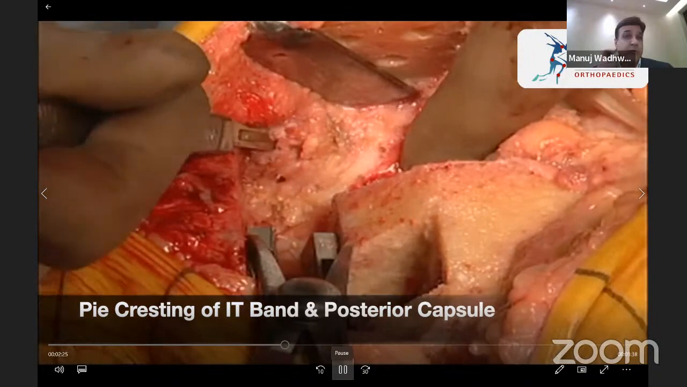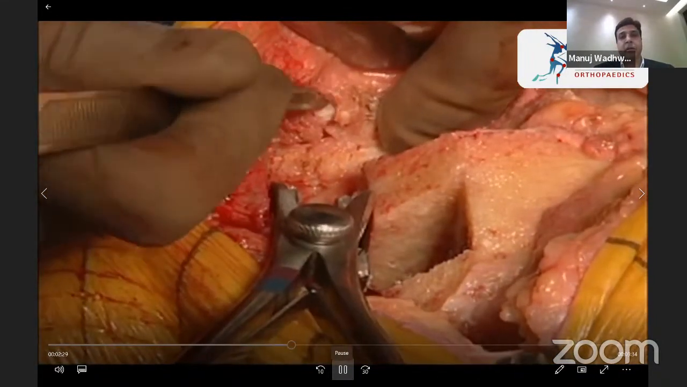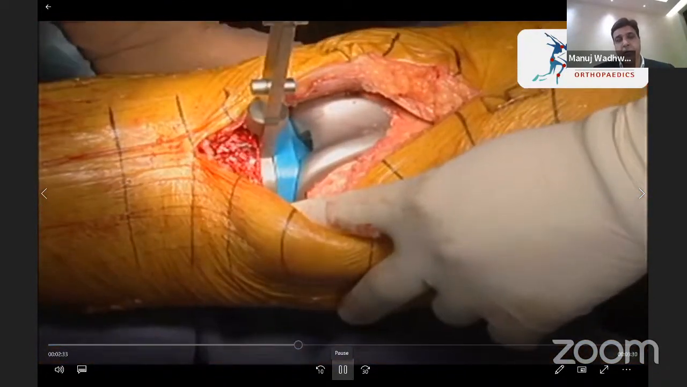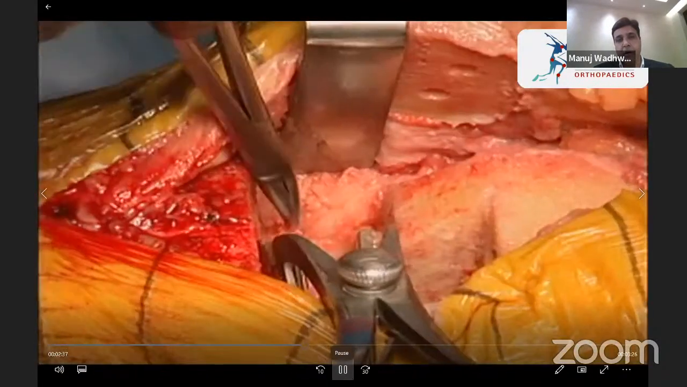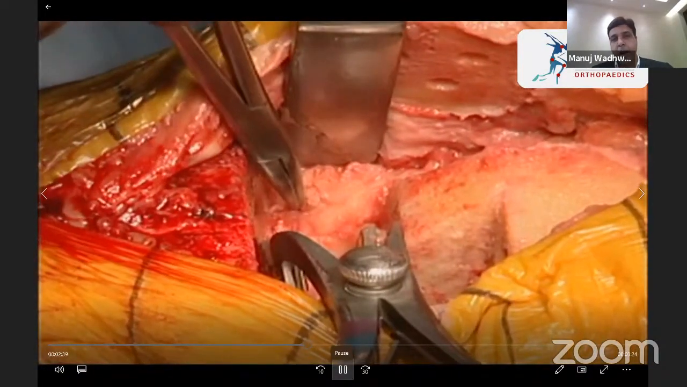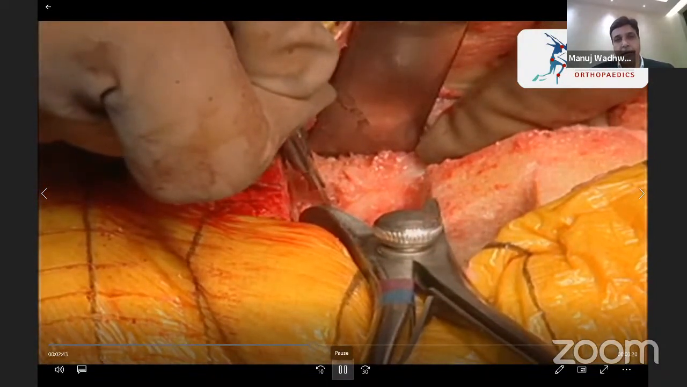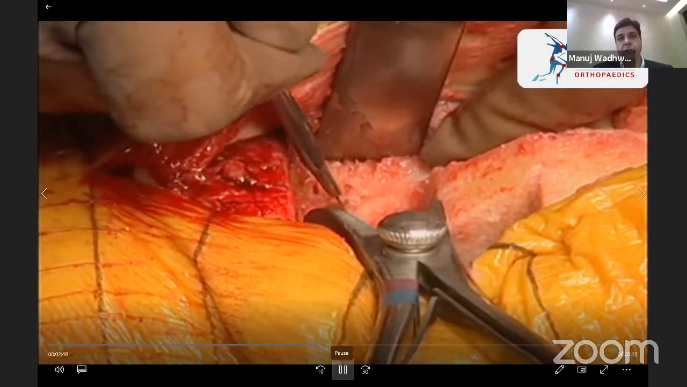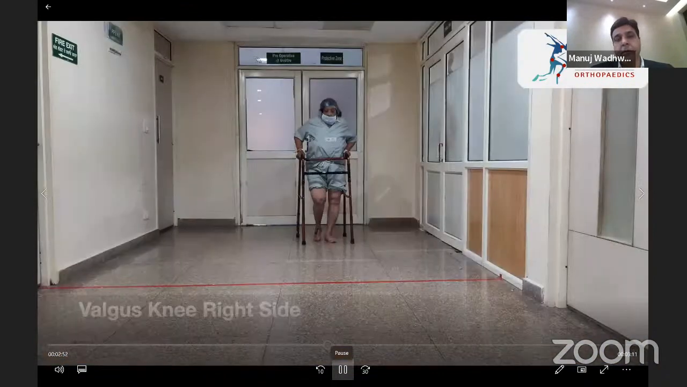So talking a bit about the gold standard that we do in all these, it is pie crusting the tight lateral structures, the IT band and the capsule. If it is still lax on the medial side, do not accept it. Go back in and identify where the tight band is. Use an 18 gauge needle or a number 11 knife. Be aware that you do not cut the nerve, the peroneal nerve, and do not cut the popliteus. So normally what you get is a very well balanced knee.